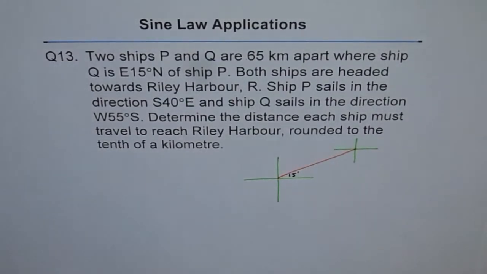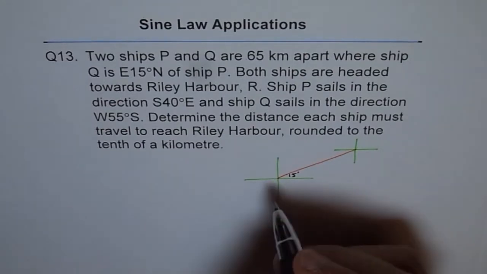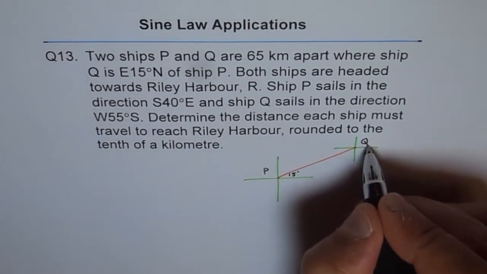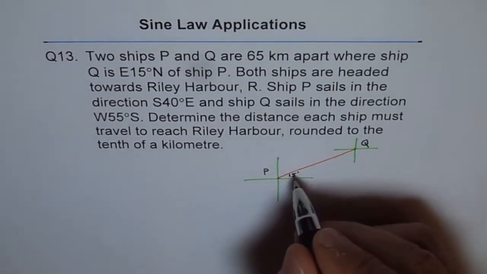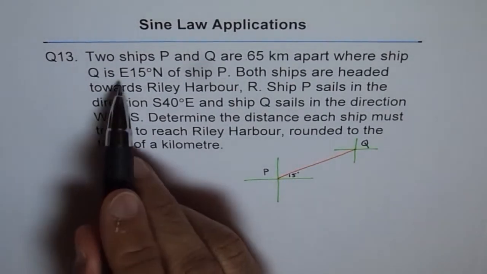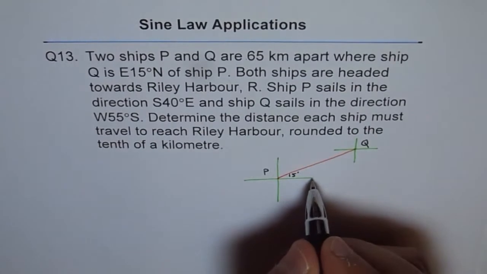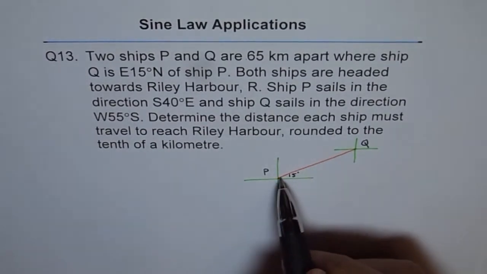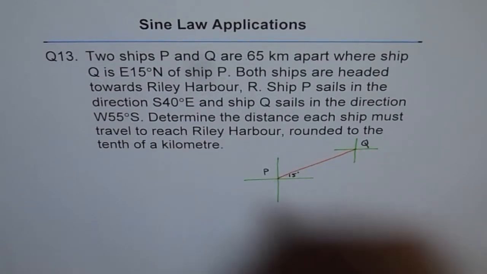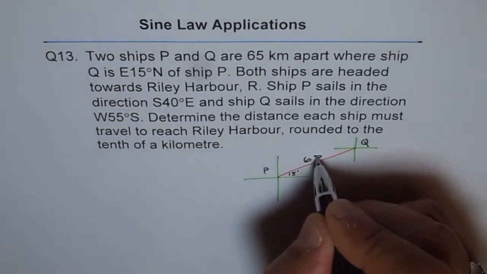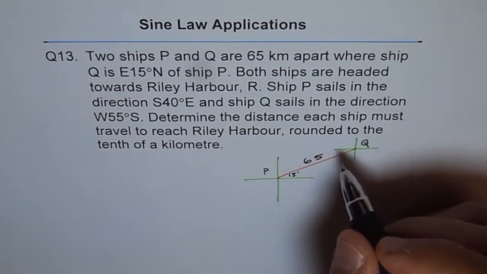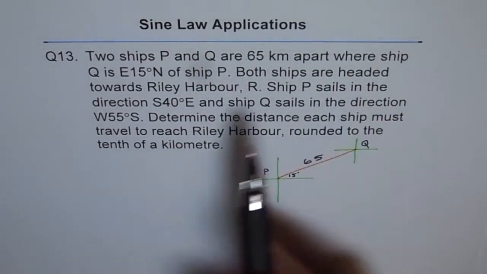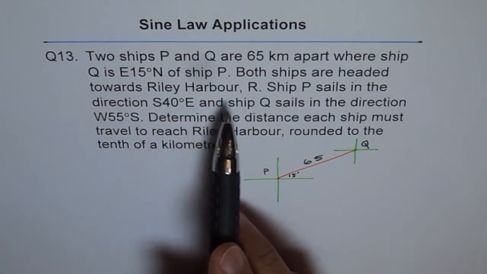Let's make a coordinate here. So what we have here is the ship P here and the ship Q here, correct? So from east 15 degrees north, you travel from P to Q and the distance between them is 65. So this distance is 65. I'm not writing units at present, kilometers. Now, both ships are headed towards Raleigh Harbour R.